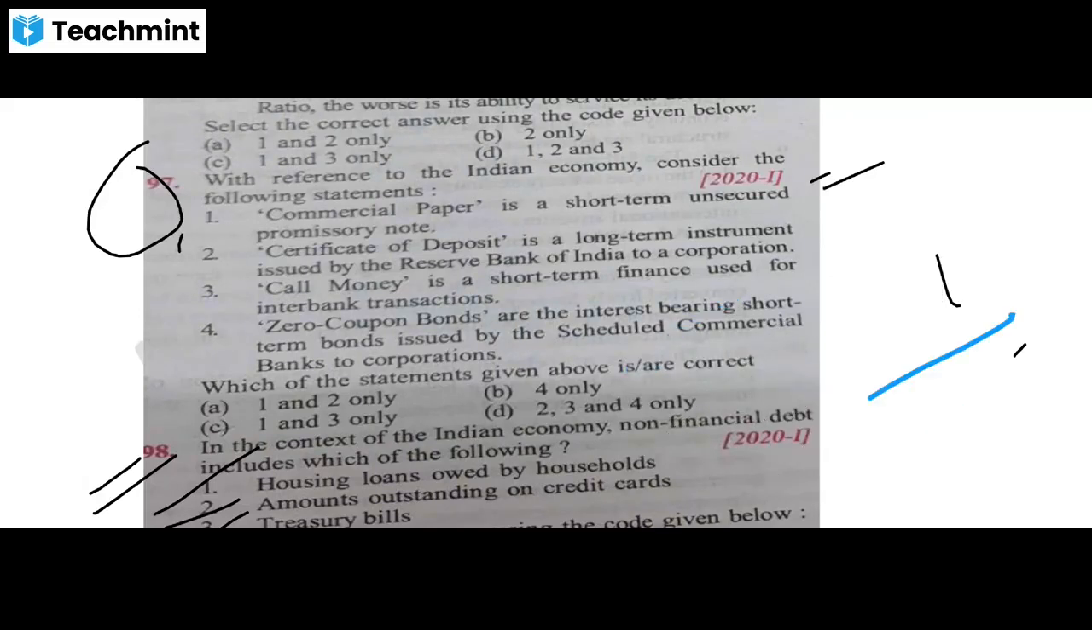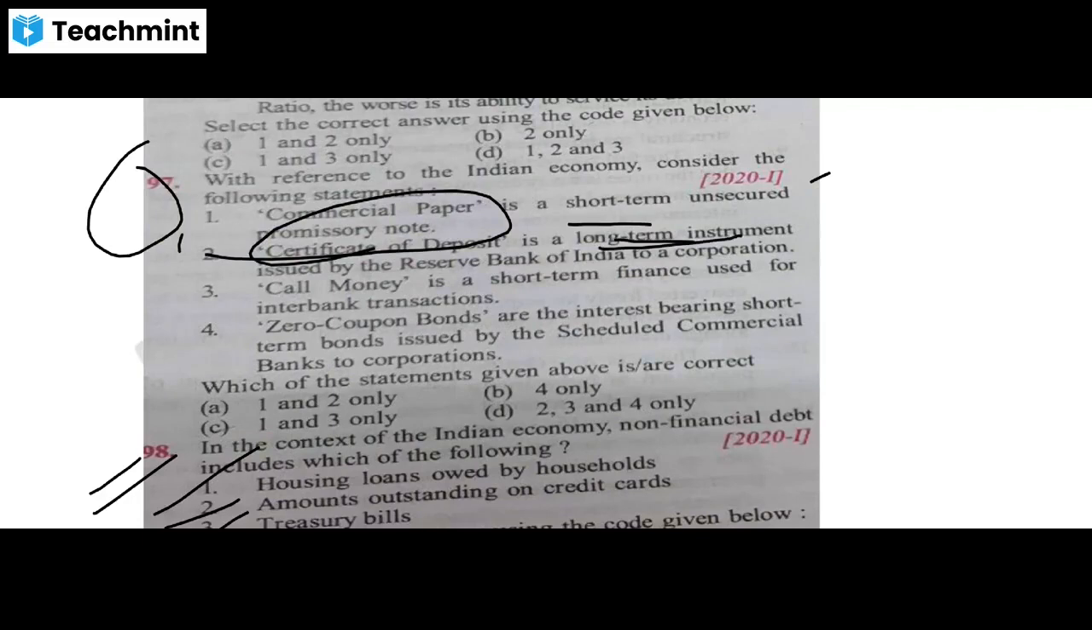Let us read the options again. Commercial paper is a short-term unsecured promissory note. Yes, this is correct. Second statement, they are saying certificate of deposit is a long-term instrument. I told you these deposits or papers are generally short term, not long term. So statement 2 is incorrect. Third statement, they are saying call money is a short-term finance used for interbank transactions. Yes, this is again correct. And the fourth statement, they are saying zero coupon bonds.